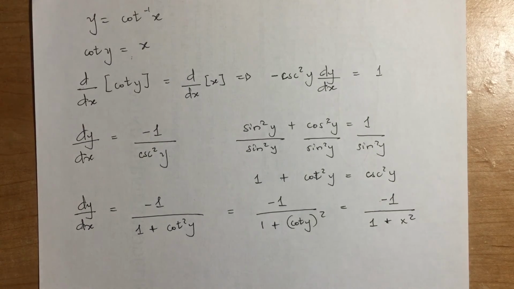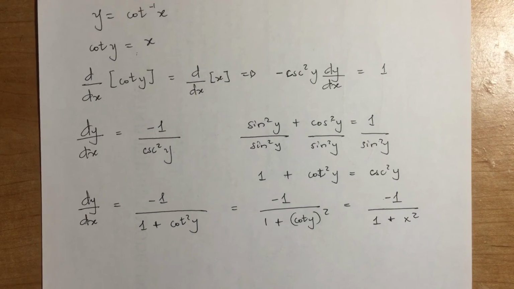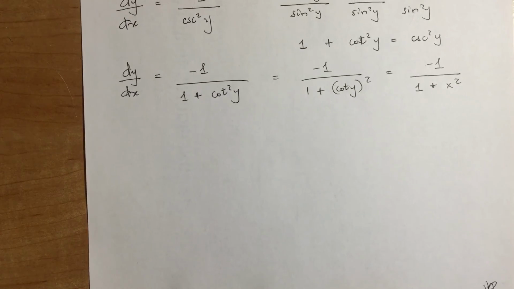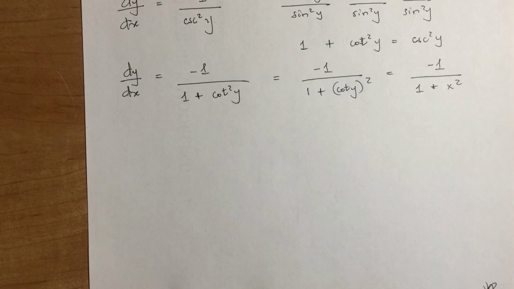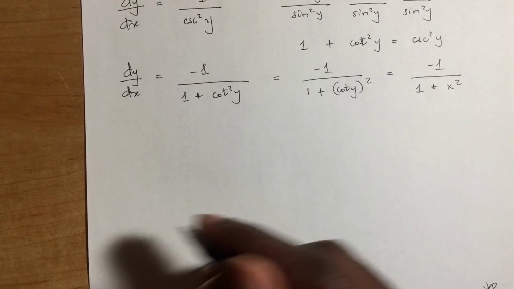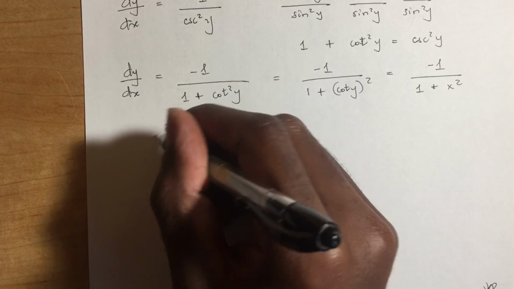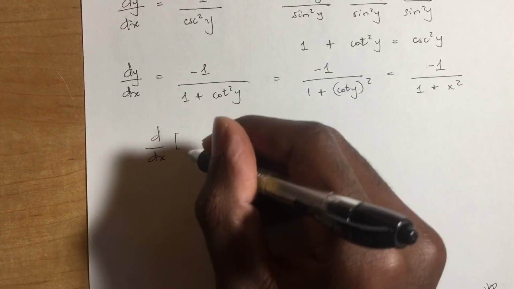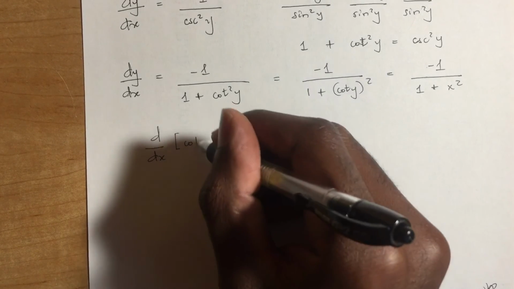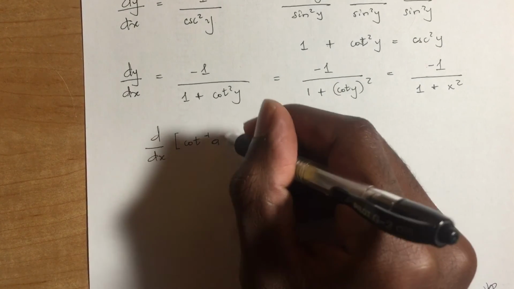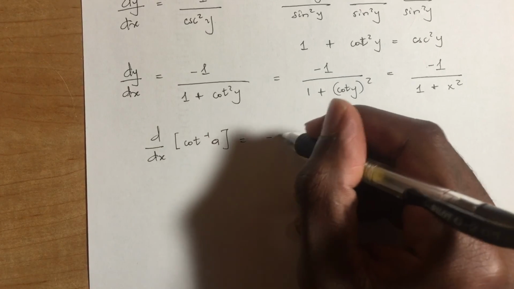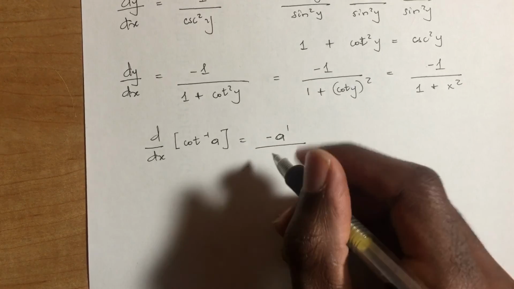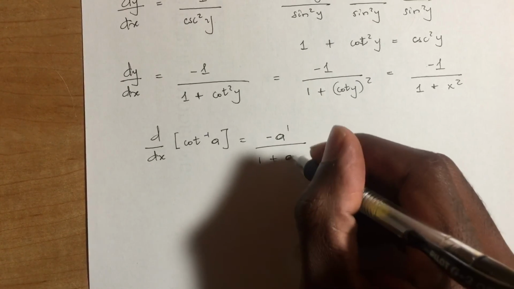Therefore, if you're solving any problems where you have to find the derivative of the inverse of cotangent in any form, your general solution will always be, if you're differentiating with respect to x, the derivative of cotangent inverse of a equals negative a prime, which is the derivative of a, divided by 1 plus a squared.